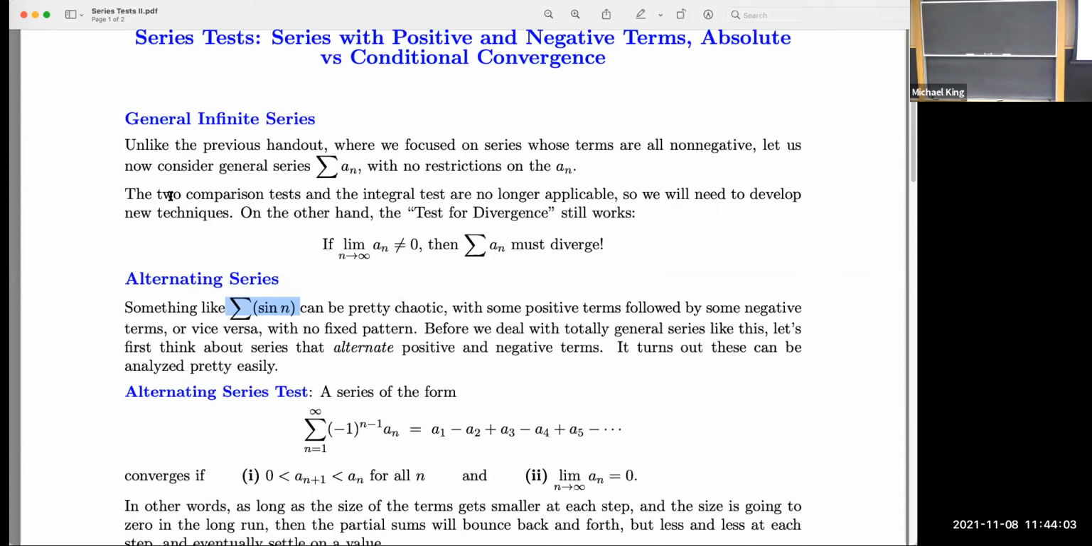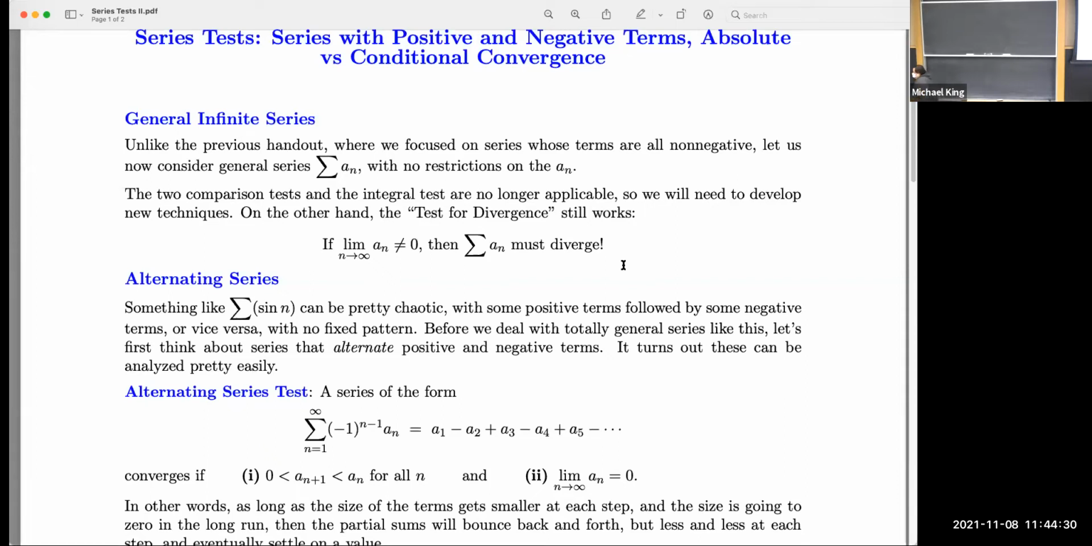And then it turns out that we can't really use comparison tests, integral tests. But this is still true, right? Test for divergence is still always true. If the terms are not going to 0, it doesn't matter if the terms are positive or negative. If the terms aren't going to 0, the series has to diverge. And in fact, even though some of the other tests don't work, it turns out certain of these series are kind of nice, like alternating series.